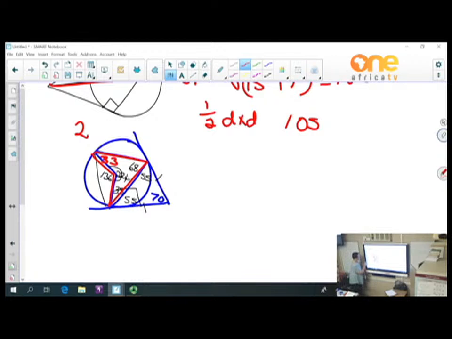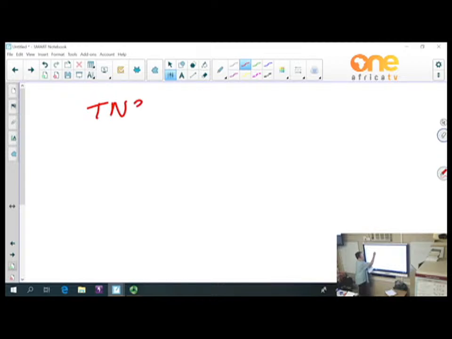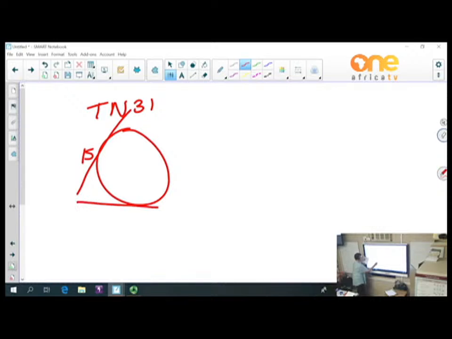Right, the next one, Try Now 31. In the diagram, the circle touches the sides. So there's your circle. It touches the sides. AB is 15. The circle is inside the triangle. It's an inscribed one there. BC is 17, and this one is 12. So the question is now find the lengths of AT and CS. So this is still about tangents there.